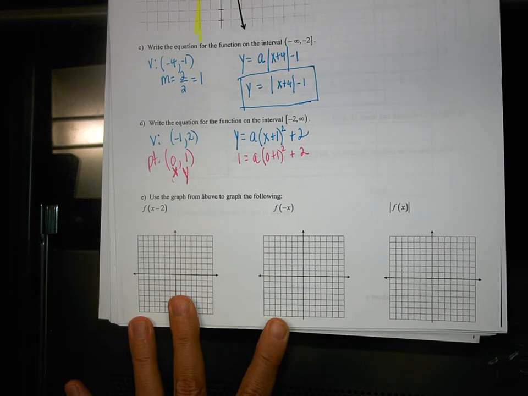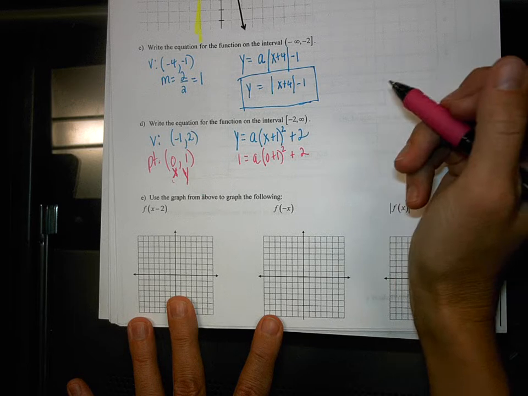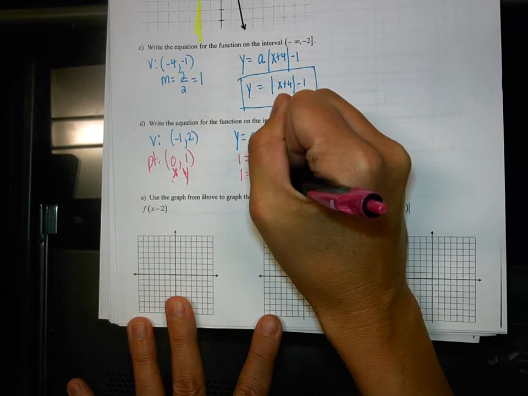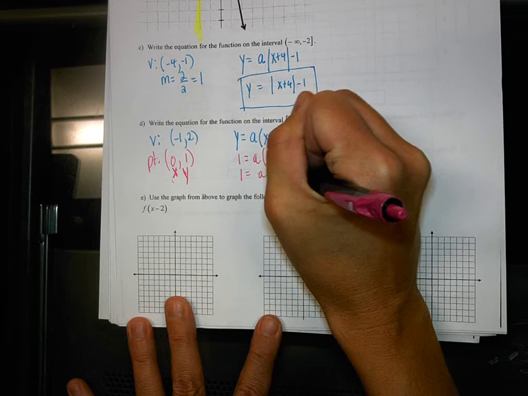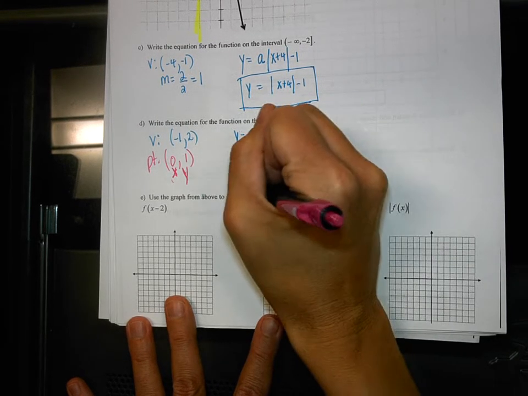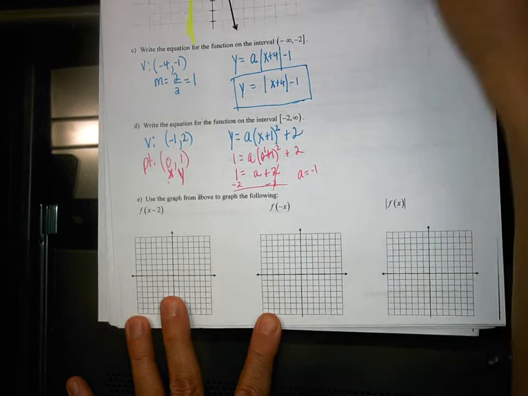Zero plus 1 is 1. 1 squared is 1. So I have 1 equals 1a, or just a, plus 2. Very good. Subtract 2. And what does a equal? Okay. Does that make sense?